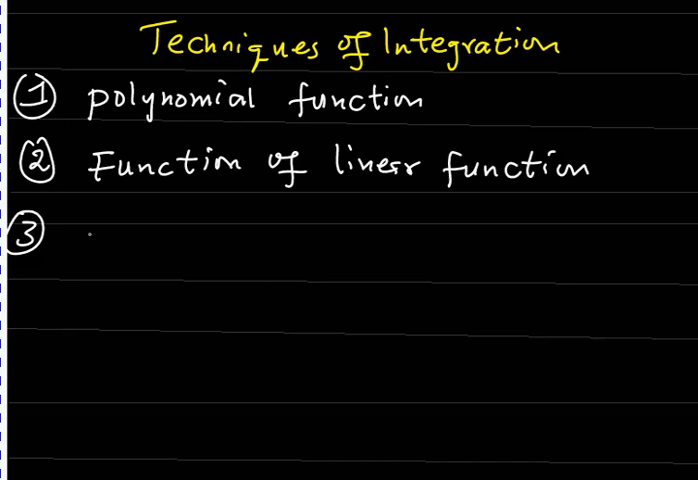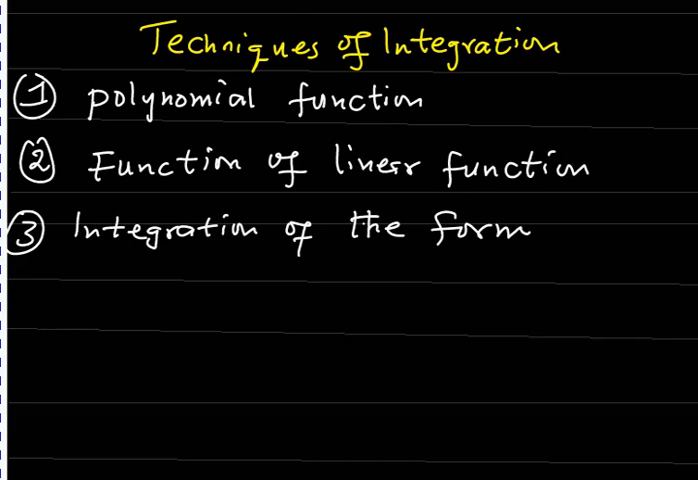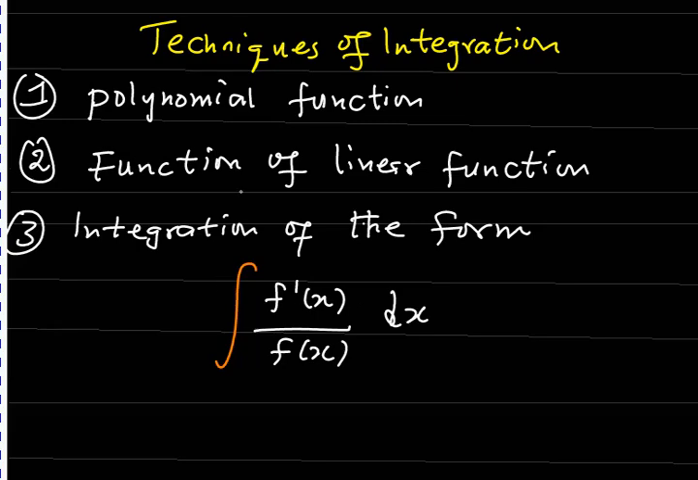Let me write it in full. Integration of the form, that is the integral value of f prime of x all over f of x with respect to x. So that is an integration in which the numerator is the derivative of the denominator. We are going to see that.